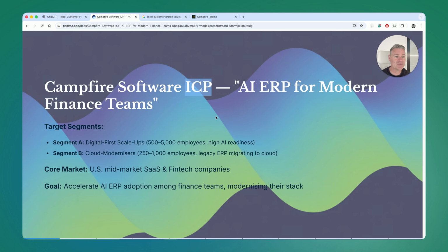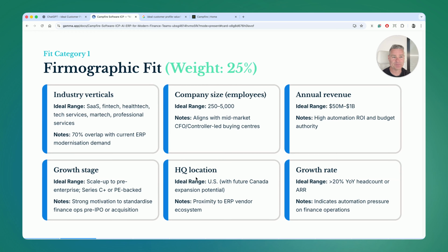Okay, so the first thing you'll notice here, particularly if you've watched the last videos, is segment A and segment B only. In fact, we found 5 segments which are really interesting for Campfire. But in this case, we're just focusing on the 2 that are the highest proximity, the highest opportunity, the greatest potential for them. It's in the US, it's mid-market, SaaS and FinTech. So you see we've got digital first scale-ups and cloud modernizers. This is very, very interesting. So let's get into it.